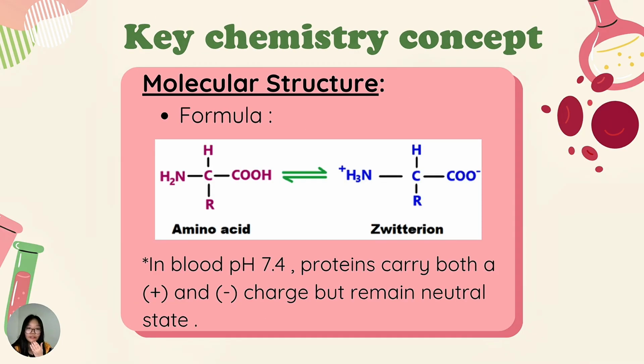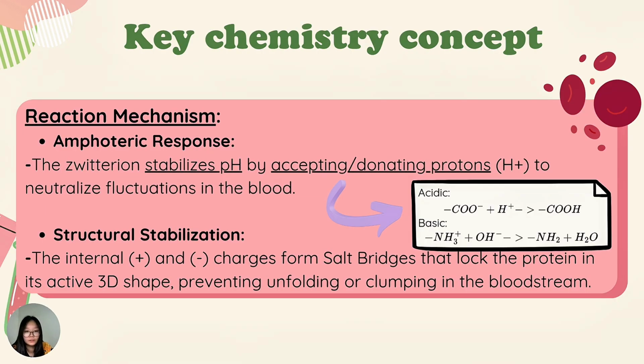Furthermore, if you look at the molecular structure diagram of the transition from amino acid to zwitterion, in our blood at pH 7.4, the carboxyl group will lose one proton while the amino group will gain one. So this creates a dipolar molecule which carries both a positive and a negative charge and allows it to remain net neutral in our bloodstream.